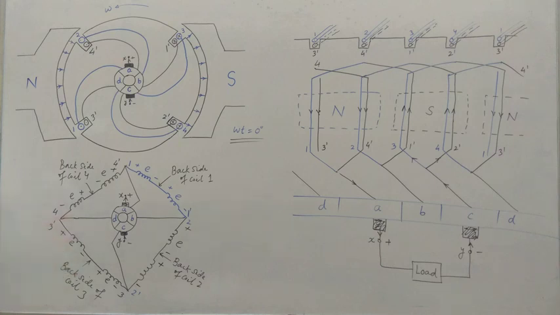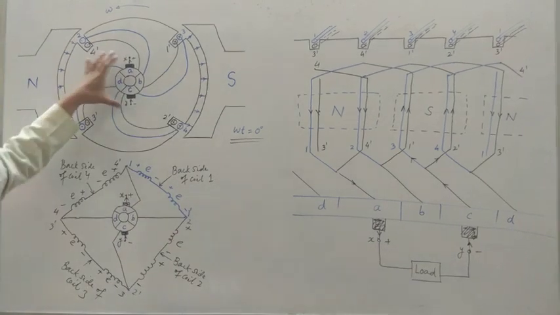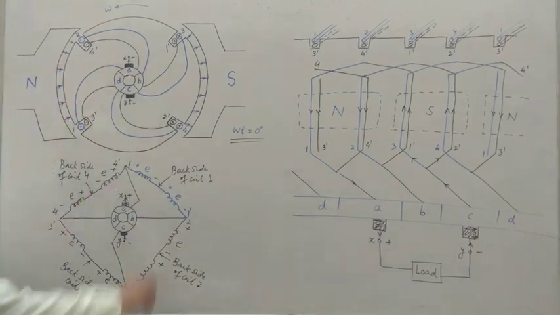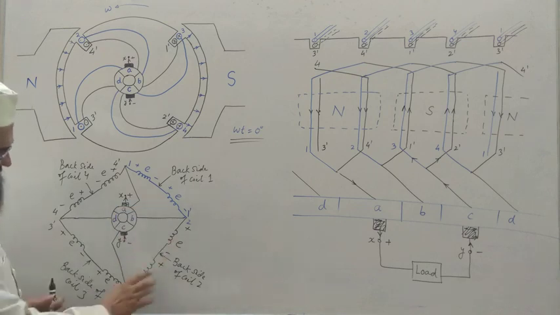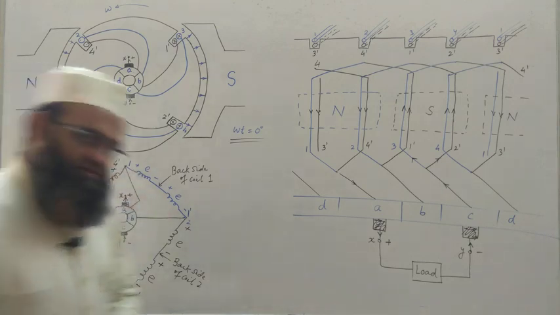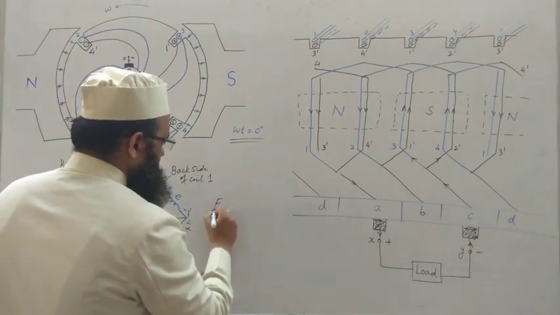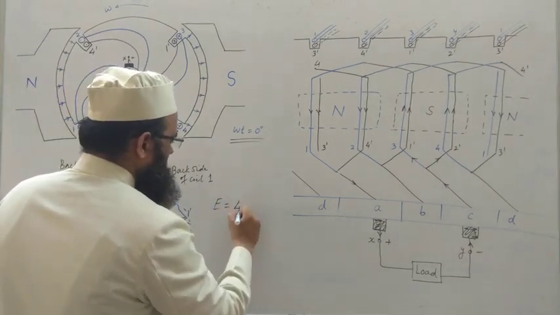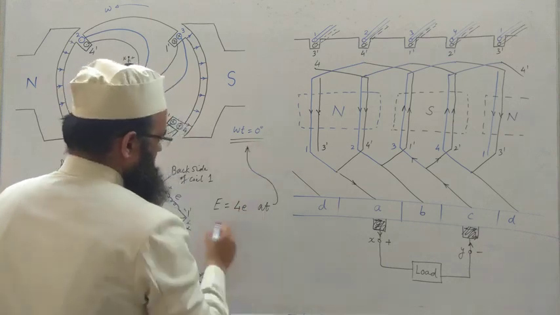We may observe that the net EMF across the terminals x and y is E plus E, 2E, plus E plus E, 3E, plus E, 4E. This is also E. Similarly, here also 2E plus 2E, 4E. So we are having two parallel paths, and the net EMF induced across the terminals is equal to 4E at omega t equal to 0 degree.